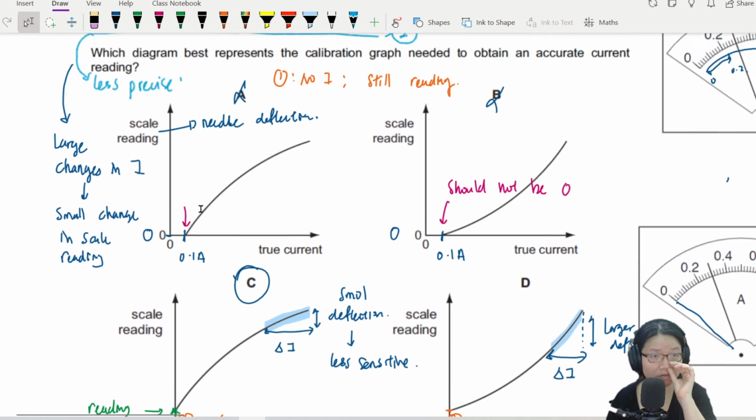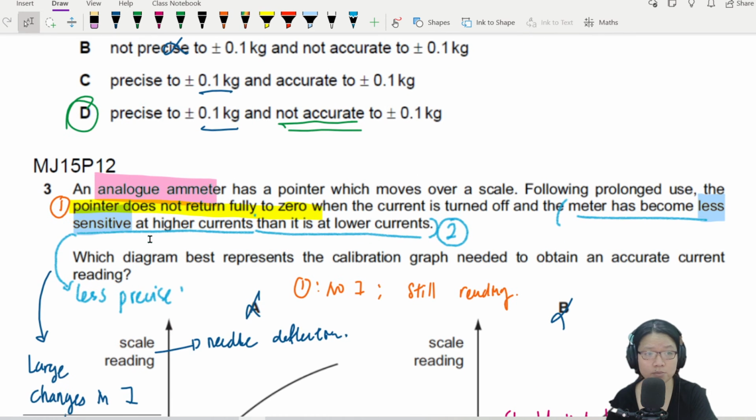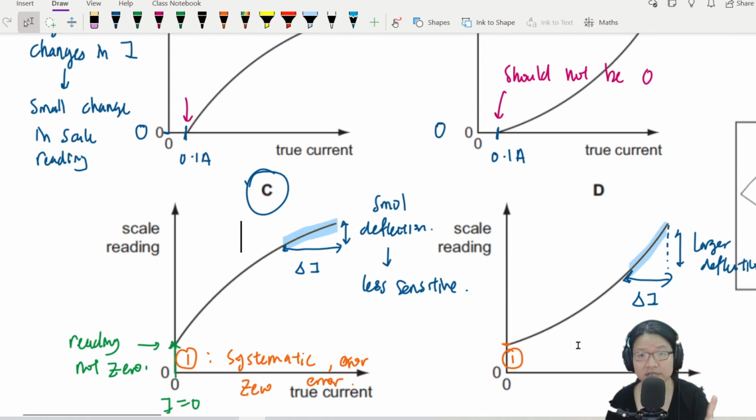So first step, I outline the issues with the ammeter. There are two issues. The pointer doesn't return fully to 0, and the meter is less sensitive at high currents. So if the pointer doesn't return to 0, it means when there's no current, there's still a reading, which is option C and D. I've explained just now. So when I is 0, there's still a reading. The scale reading is not 0, for both C and D.